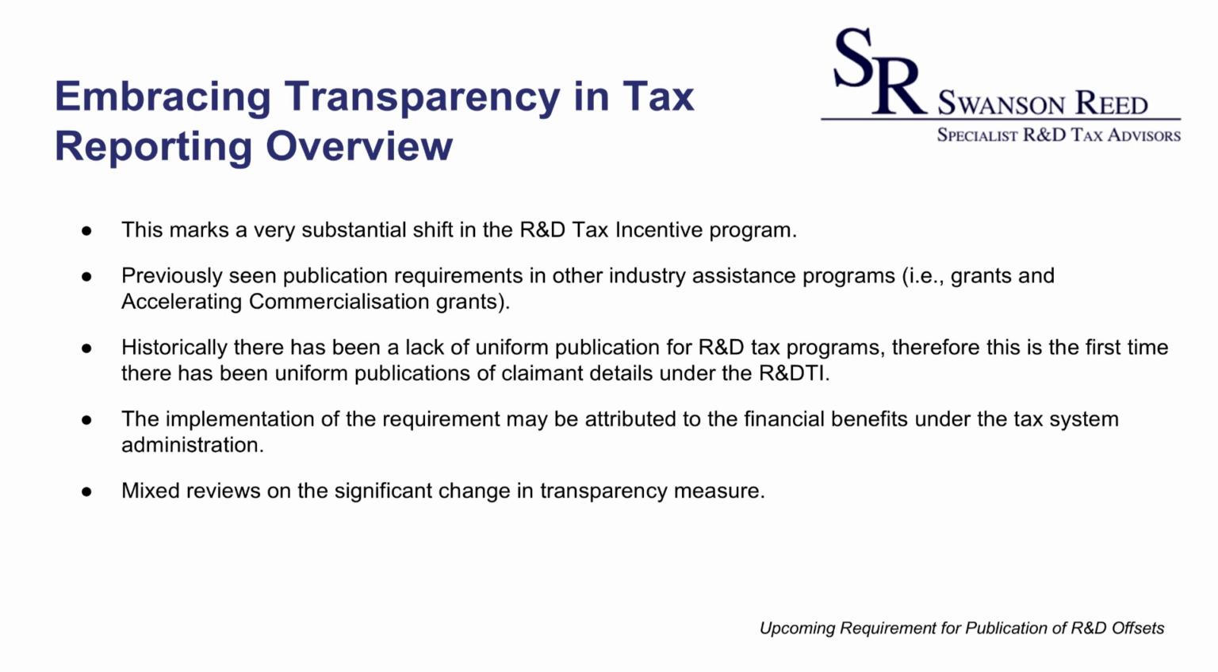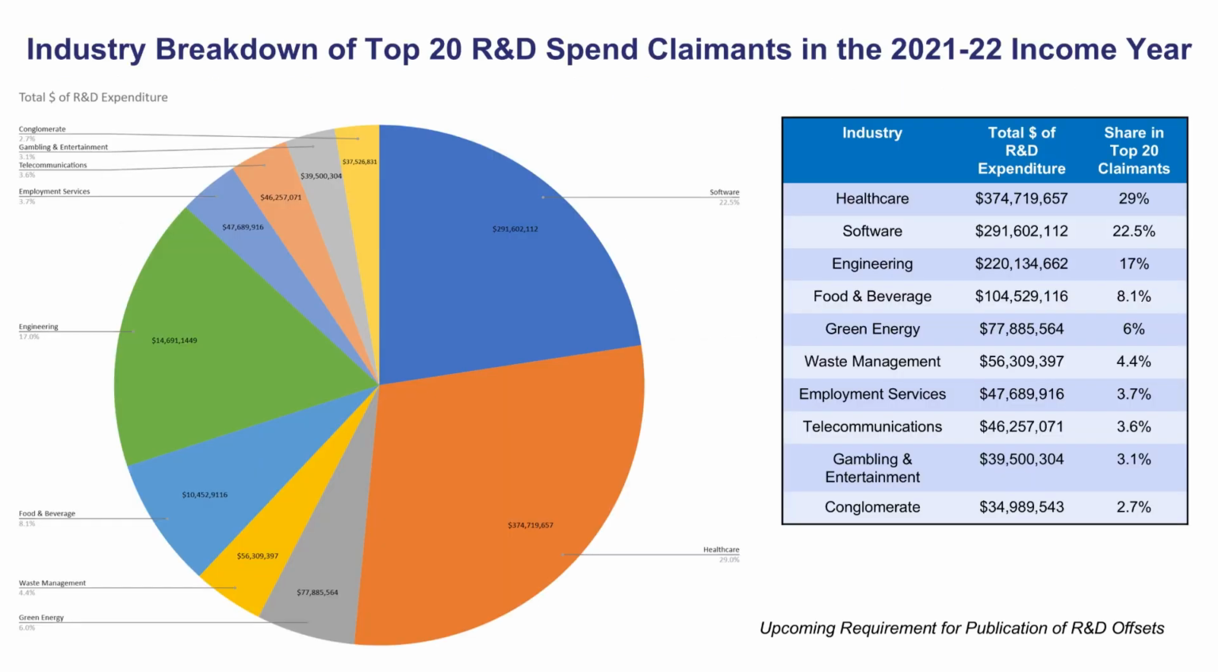A positive of this publication is that it provides taxpayers with the opportunity to visualise how diverse Australia's R&D really is. Coming up is a summarised snapshot of the 20 largest and 20 lowest claimants in the 2021-2022 income years, as classified by their sectors.